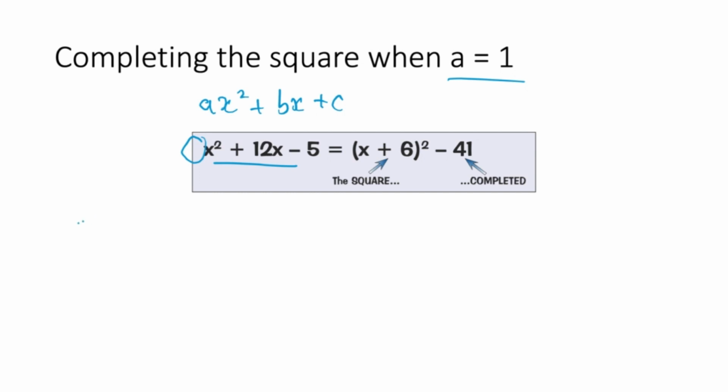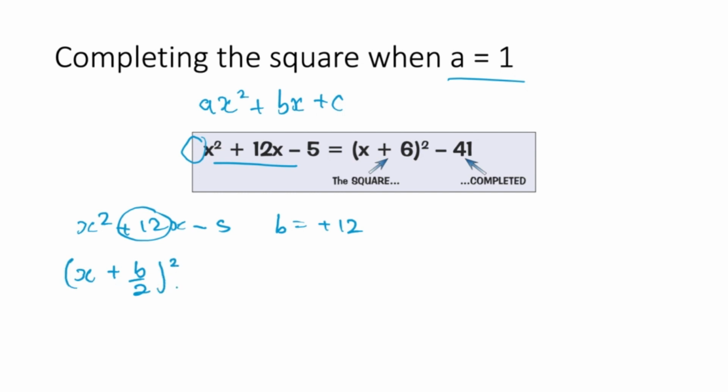First of all, you write down your expression. So x squared plus 12x minus 5. You have your expression, and then find the b value. Find out what your b value is. In this case, it's 12. So the b value is positive 12. And then you go ahead and you use this formula.